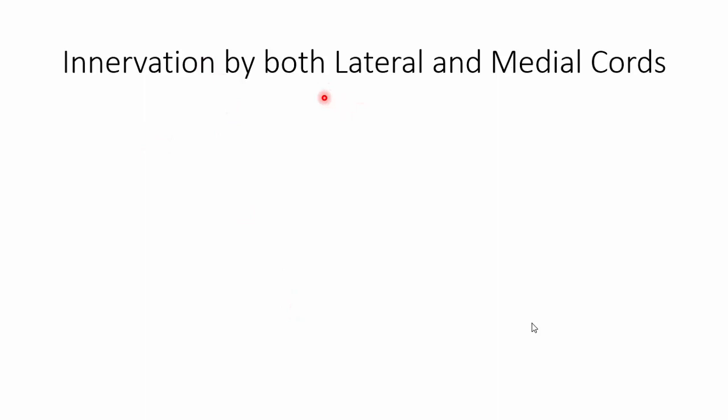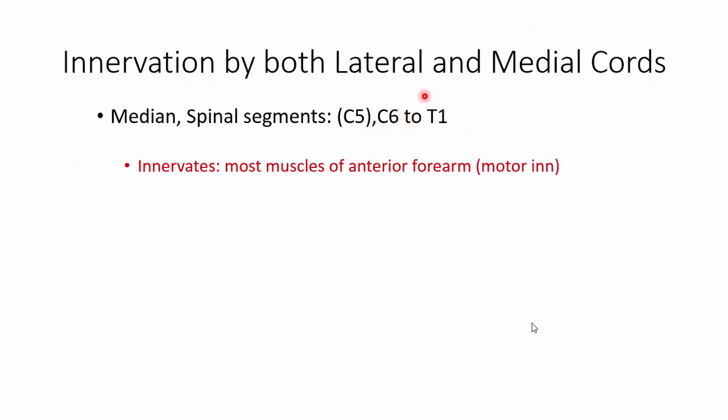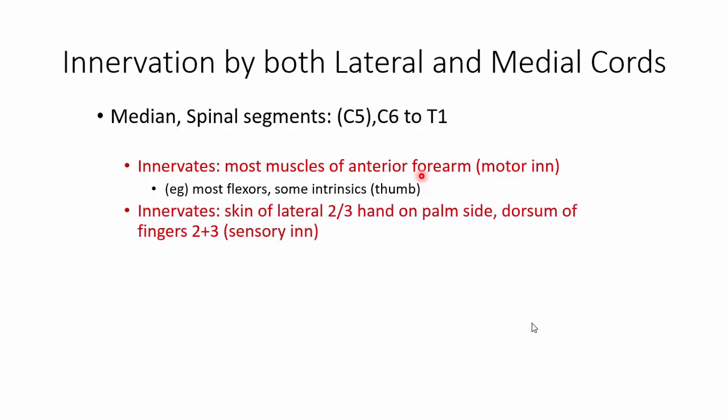Innervation by both the lateral and the medial cord: median nerve, C5, 6, 7, 8 to T1. It innervates most muscles of the anterior forearm, motor innervation; most flexors and some intrinsic muscles of the thumb. It innervates skin of the lateral 2/3 of the hand on the palm side and the dorsum of the second and third fingers: sensory innervation. Nerve damage: ape hand.